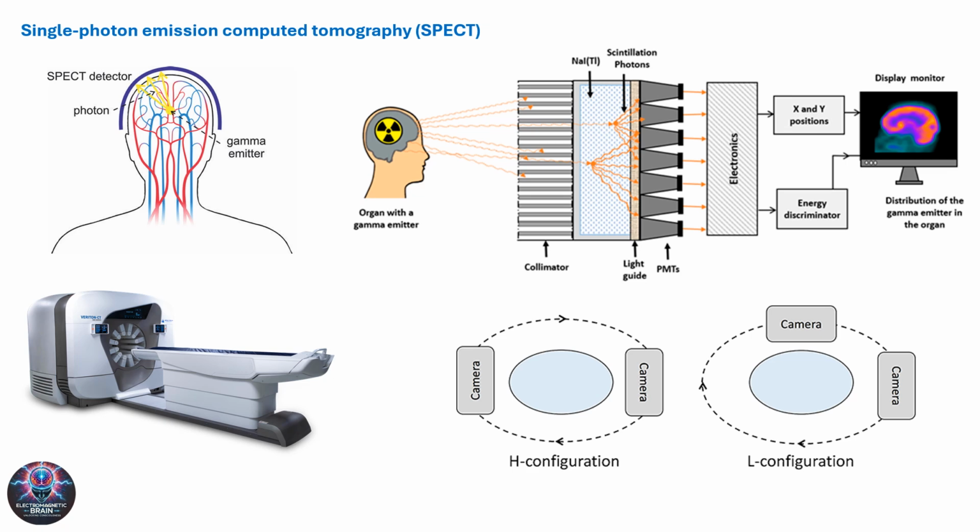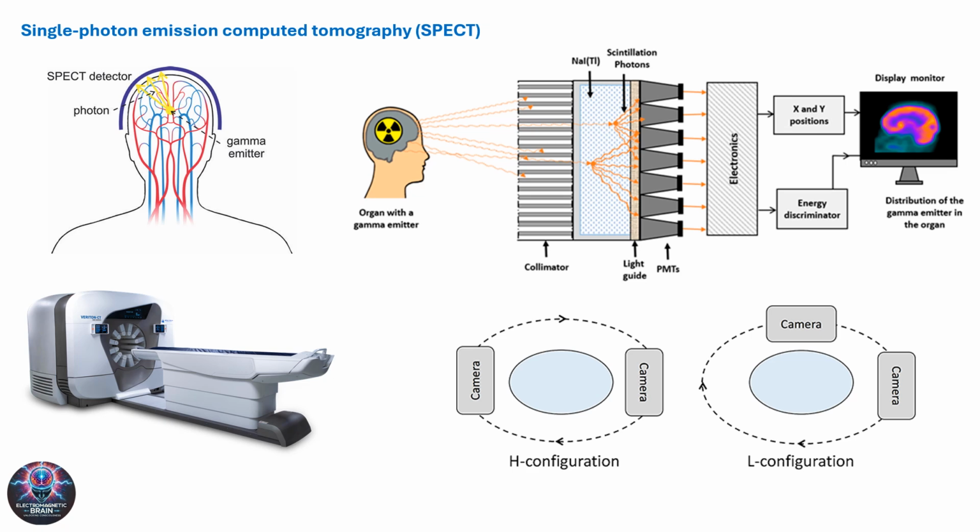The SPECT detector captures the emitted gamma photons and the system's electron signals. The image on the right shows how the scintillation photons are captured and converted into signals by the detector's light guide and photomultiplier tubes, PMTs. The energy discriminator then helps refine the data, distinguishing relevant signals from noise, and the display monitor shows the final image of the gamma emitter distribution.